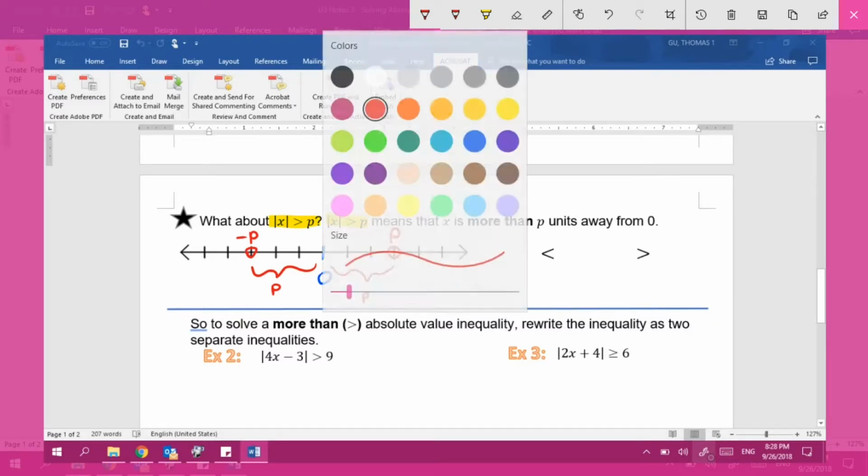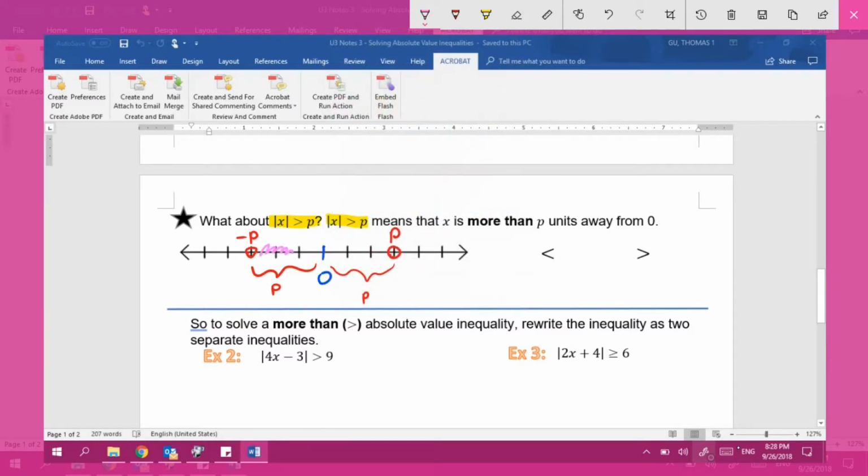So should I be shading in between here? No! Because this is less than p units away. If it's more than p units away, it's going to be on the outside. So it would be like this. Over here could be my possible answers, and over here could be my possible answers. Those numbers are all more than p units away from 0.